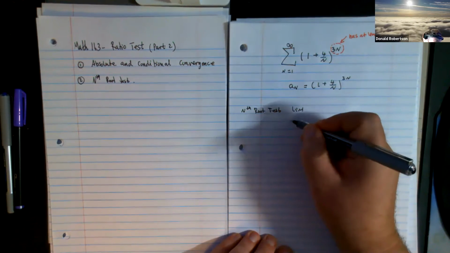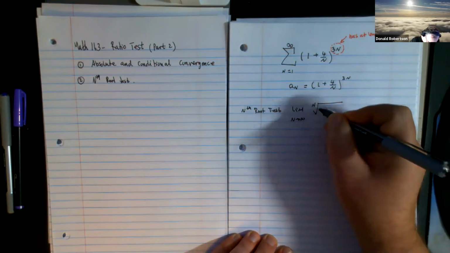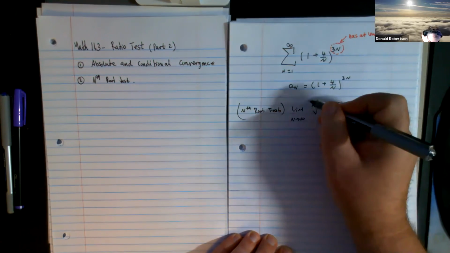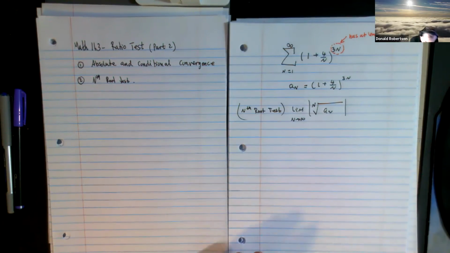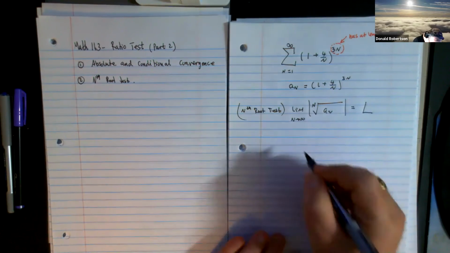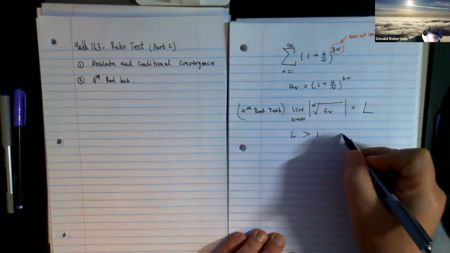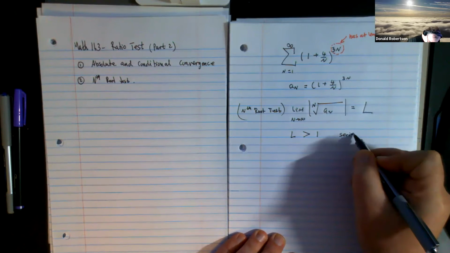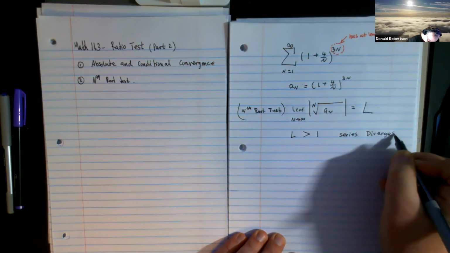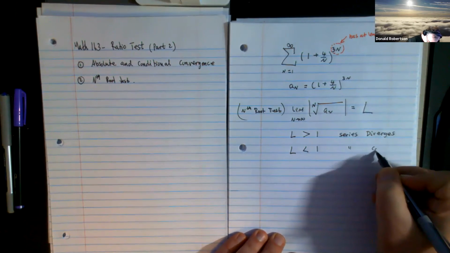So the limit as n tends to infinity of the nth root, that's why I like that name, of a_n. Technically the absolute value of it, but it's probably going to always be positive, so it's not a big deal. It will equal something, L. If L is greater than 1, the series diverges. If L is less than 1, the series converges.